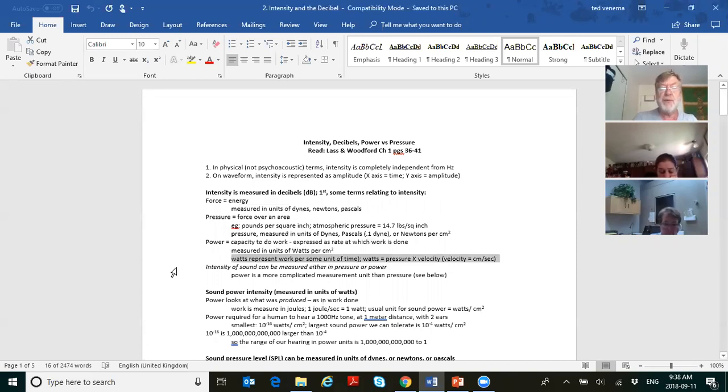Okay, here's what you got to put a star by. Intensity of sound can be measured either in terms of pressure or in terms of power. We choose to measure sound mainly in terms of pressure. You know why? Because the ear works like a pressure device. The ear receives sound. The ear isn't a speaker. The ear is a receiver.